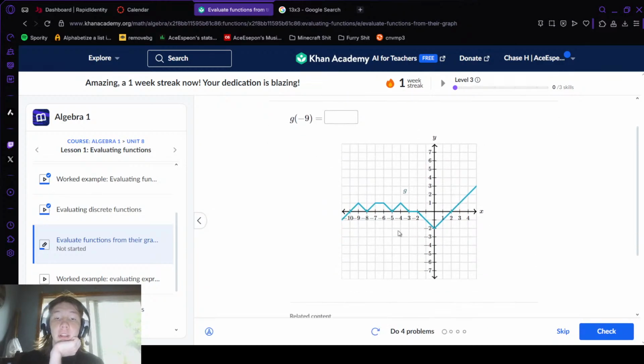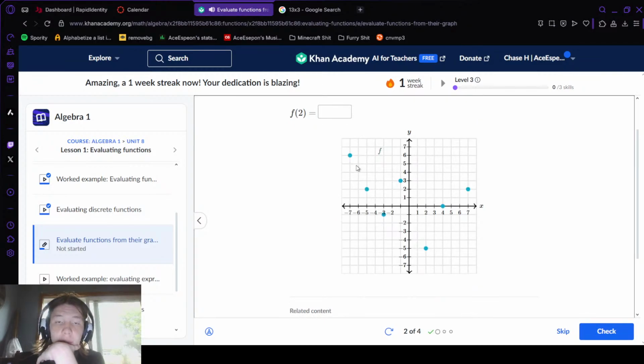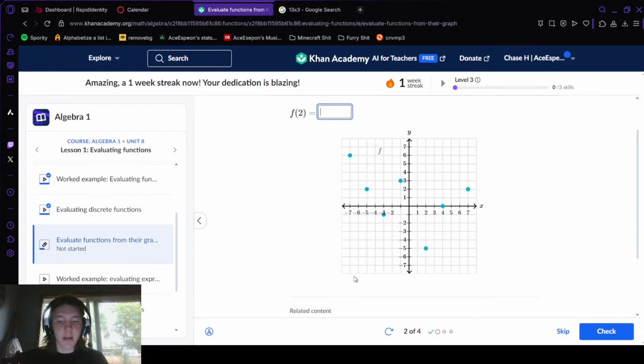G, -9. That would be 1. Enter. There we go. 2. So 2. That would be -5.